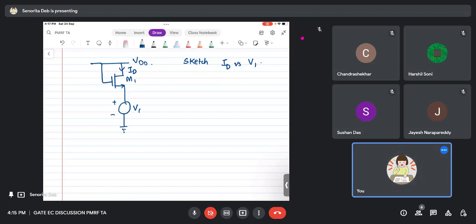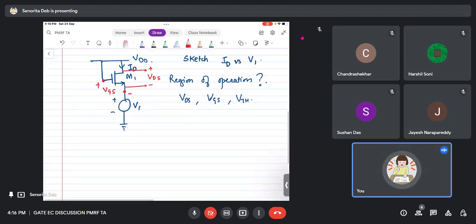Okay. So now you see here, first of all, which region is the MOSFET in? Region of operation. How will you find out? You have to find out VDS, VGS and VTH, right? This we should know, then only we can tell which region of operation it is. Okay. Now what is VGS? This is gate, right? This is red I marked, this is plus, this is minus, this is VGS. Now this is VDS, plus minus, this is VDS.